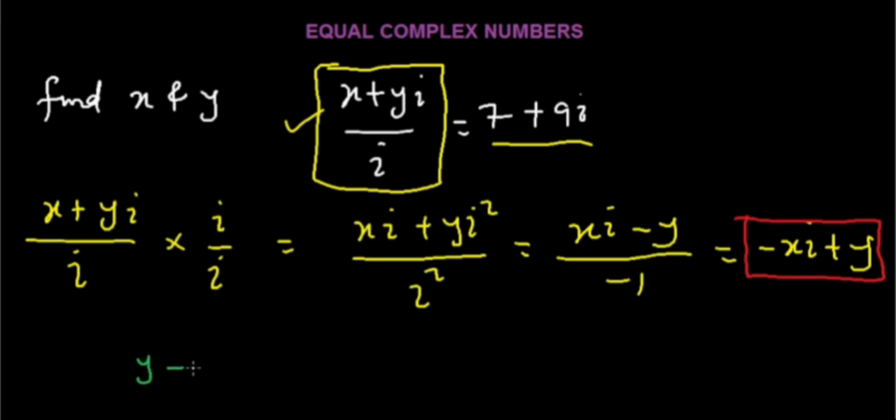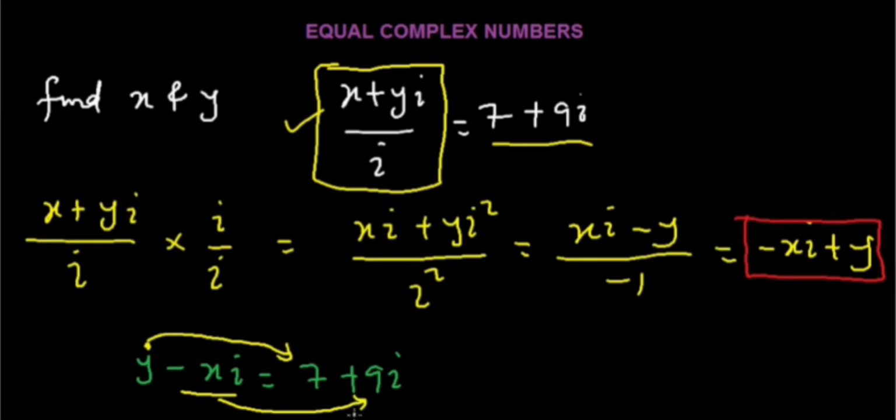So I will be having y minus xi is equal to 7 plus 9i. For us to know if it is equal, that means this y, without having i, is equal to 7, and this one here, minus x, is equal to 9 because it's having i. So therefore y is equal to 7, and minus x is equal to 9. Therefore x is equal to minus 9. So that's how to do this first example.